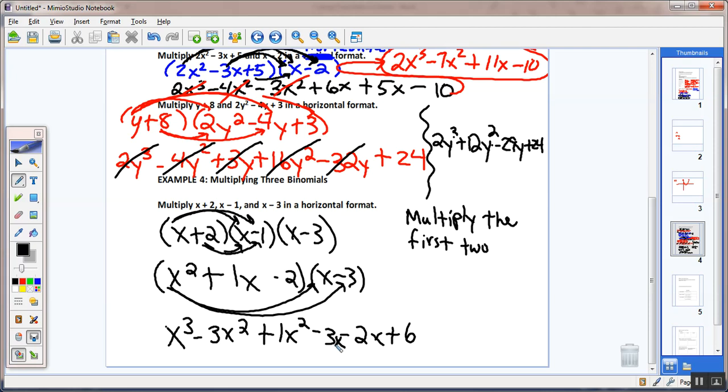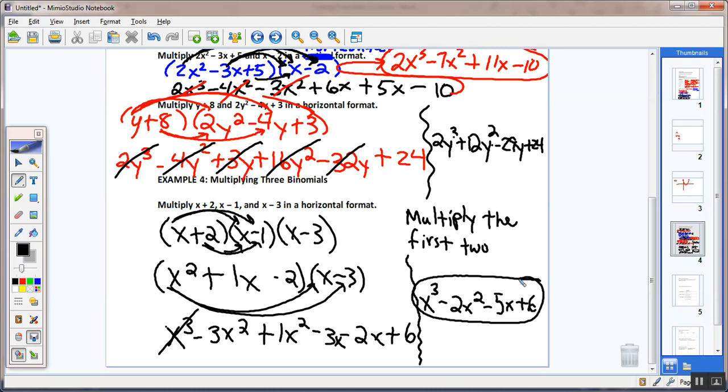All right, kids, simplest form, standard form. What are you going to end with here? X cubed. Yep. Minus 2x squared. Yep. Minus 5x plus 6. What do you think?